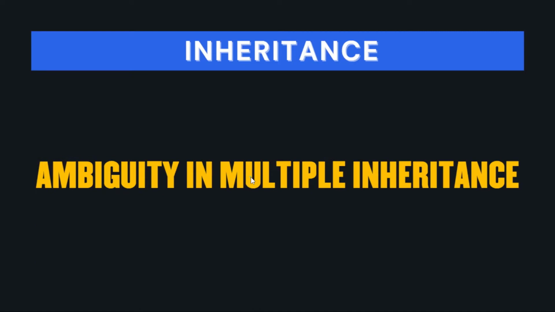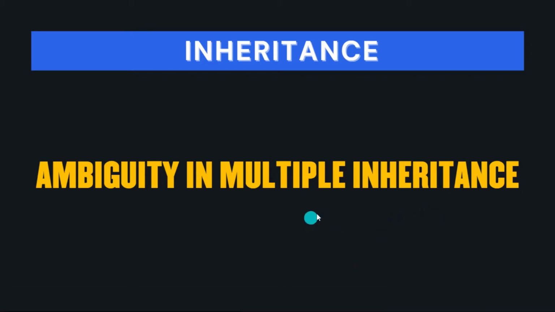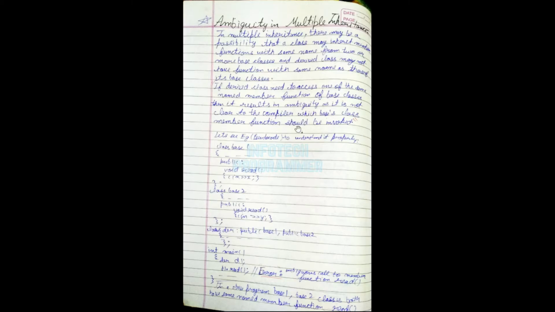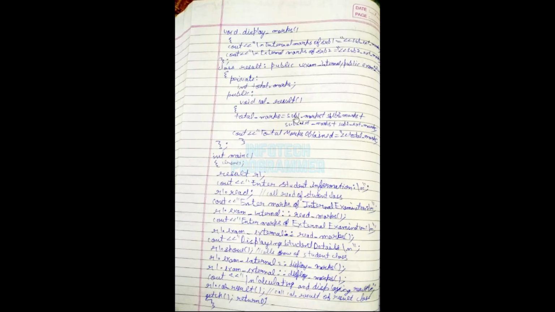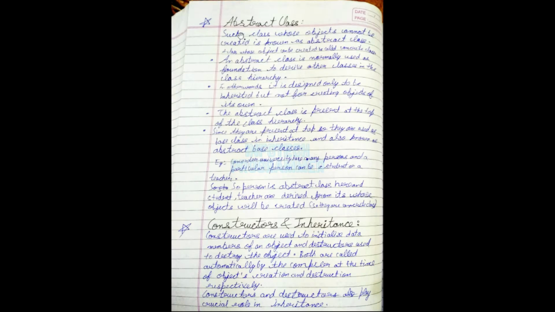So after inheritance, we have the concept of ambiguity in multiple inheritance. When we use the same name of class or same methods, there is an ambiguity. People say that it is very difficult to understand, but I guarantee you, if you read my notes, it will be very easy to understand because I had explained it properly along with the program. So after the ambiguity, we also have so many more concepts here like virtual base classes, then abstract class, then constructor and inheritance.